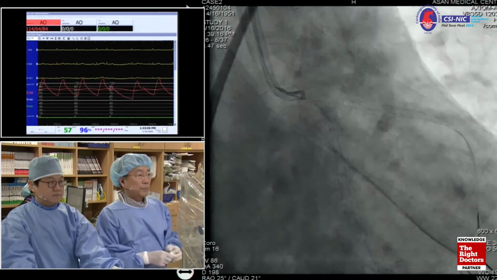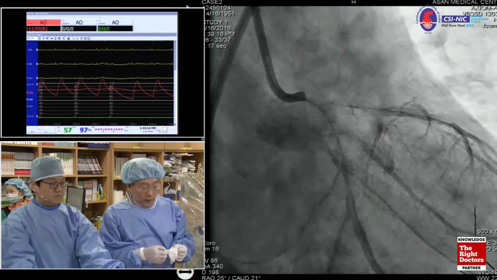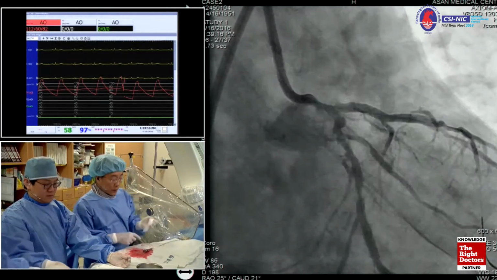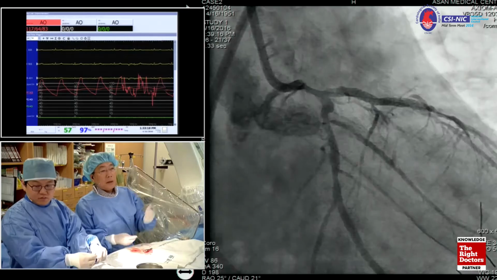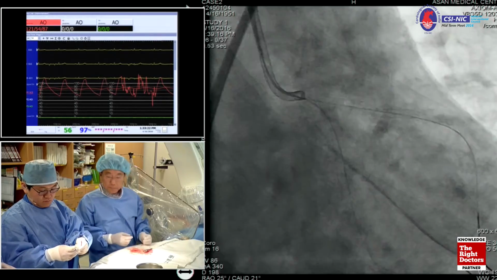Yes. Okay, good. So we have already balloon inflation for the main to maintain stable hemodynamics. 3.0.